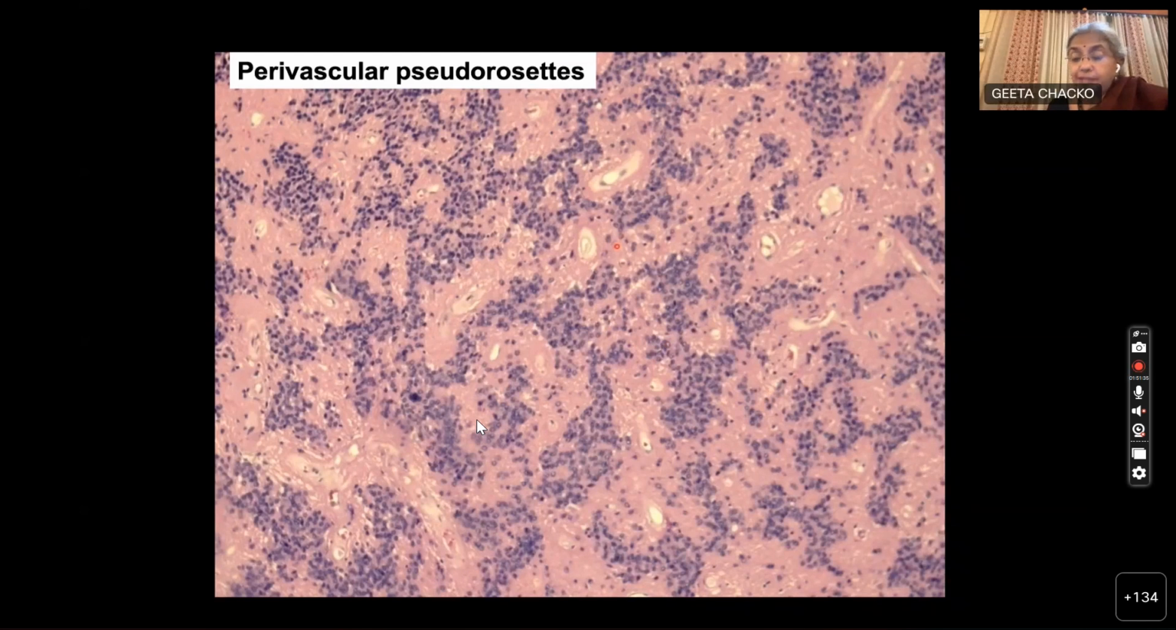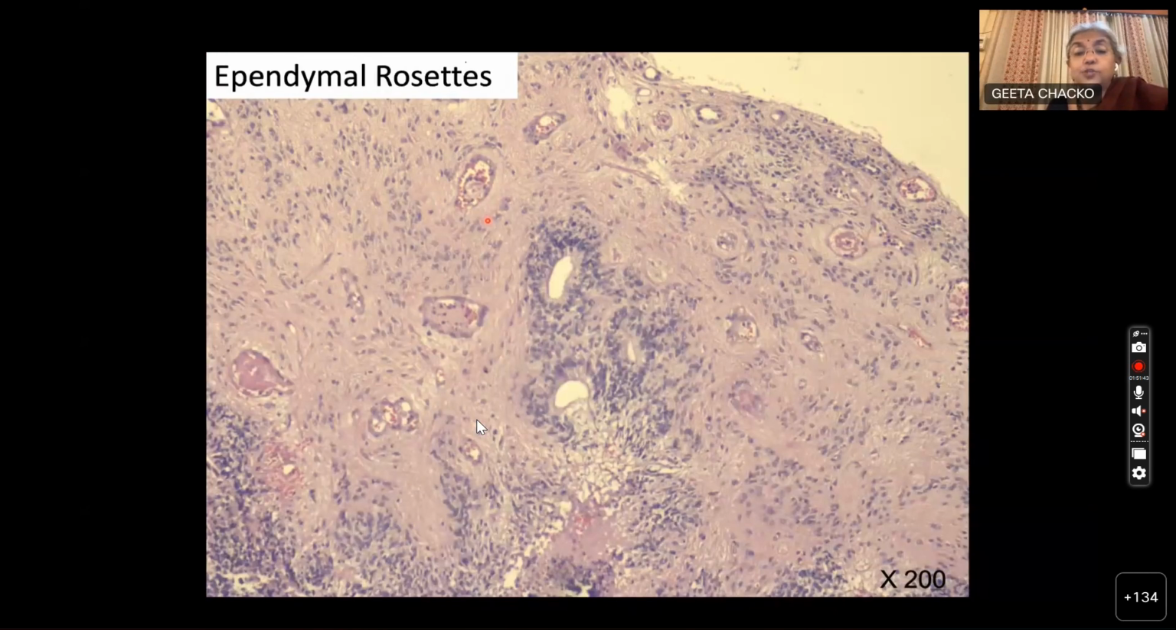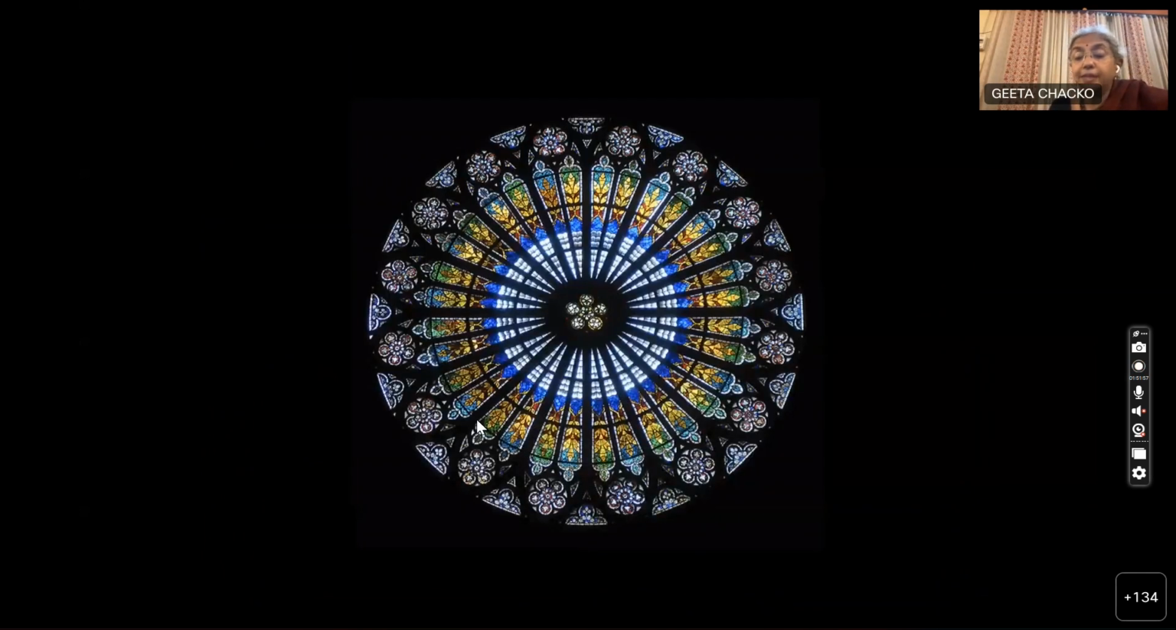These are the perivascular rosettes seen in ependymomas. Here you can see a vessel with this alignment of processes, a nuclear zone, and then the tumor cells. Here you're seeing true ependymal rosettes. Again, here is an example of true ependymal rosettes where you have a central lumen and tumor cell nuclei arranged around it.